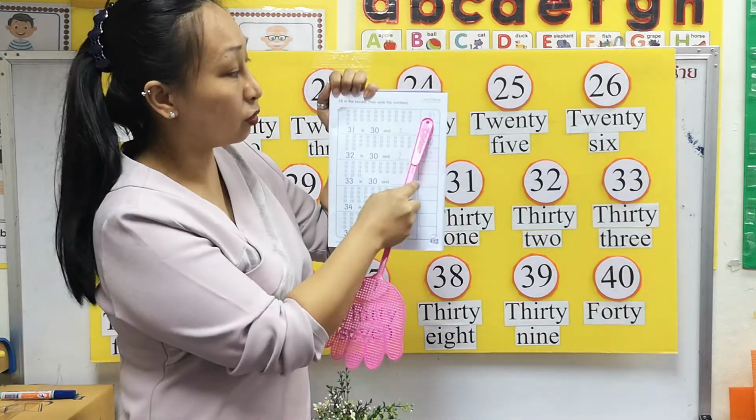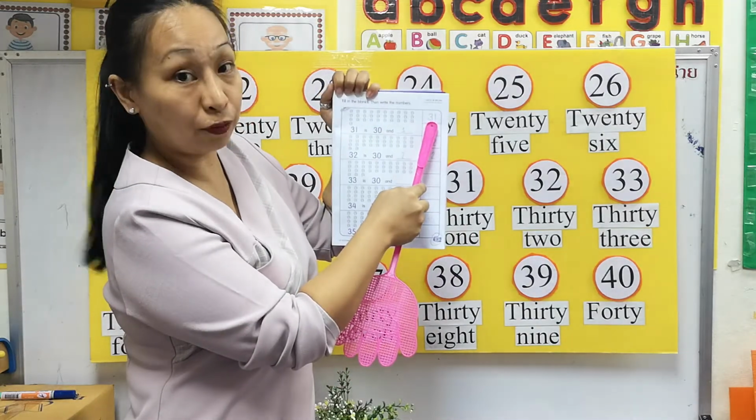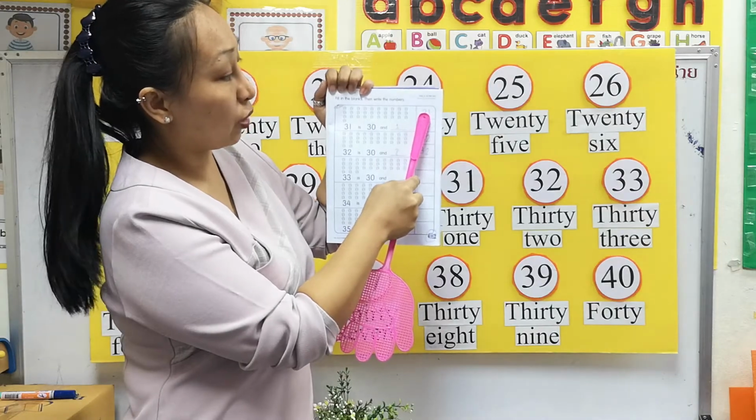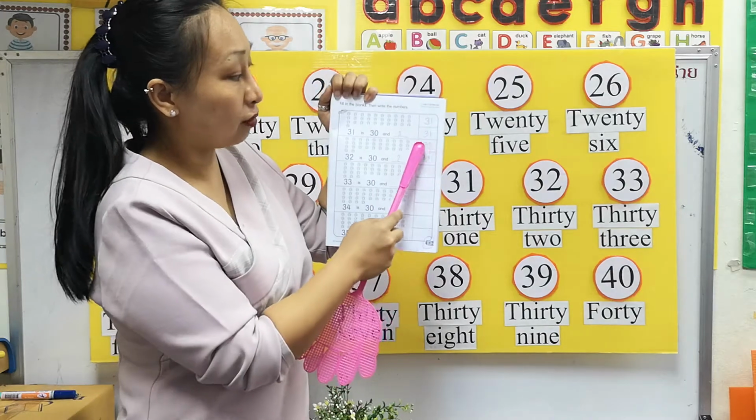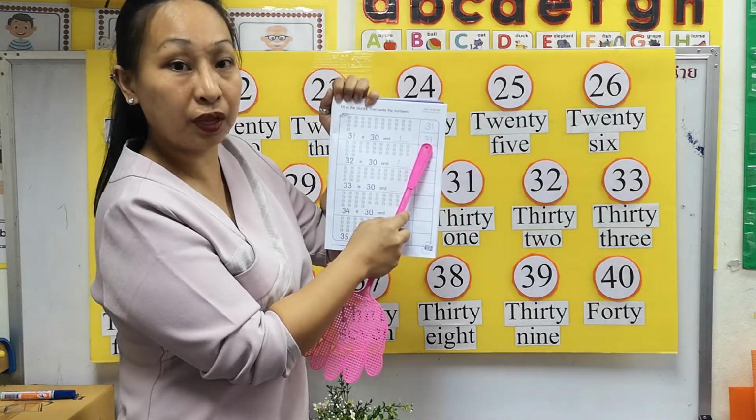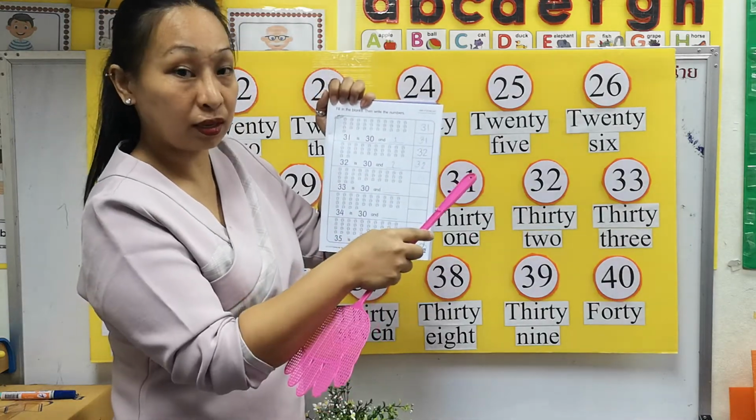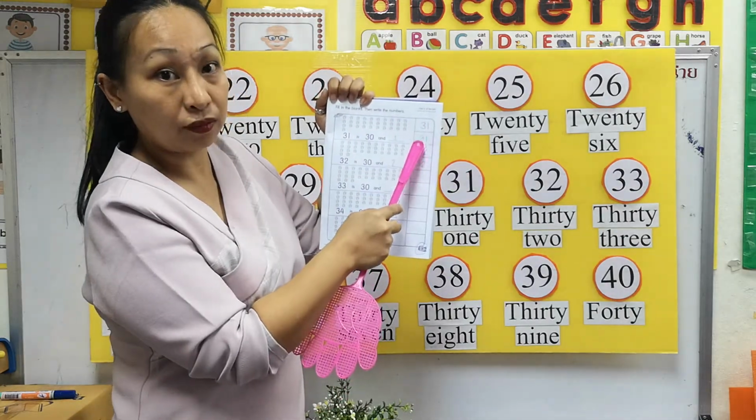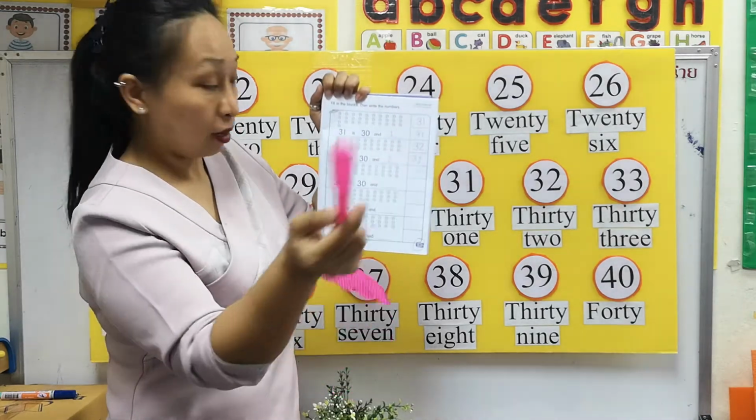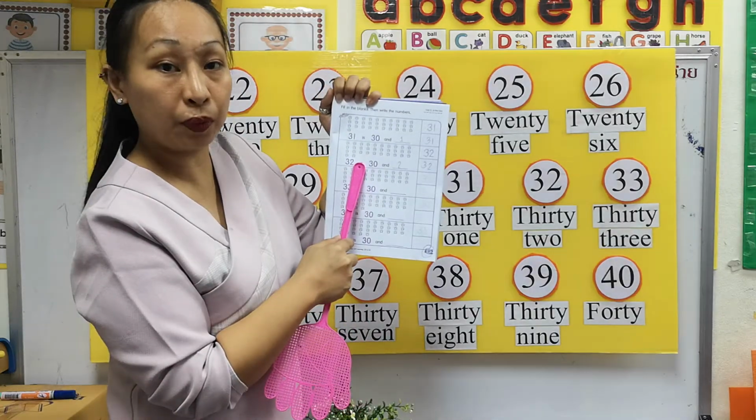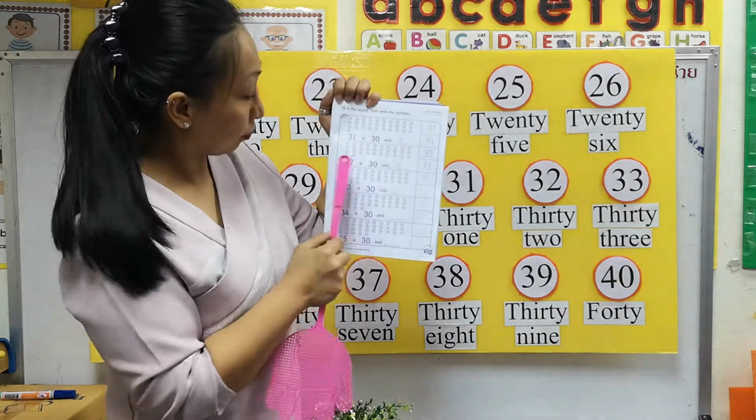And the next thing you will do, you will trace the numbers. So I did it for you. I traced number 31. All right? And then you will copy below the box. You will write it inside the box, but below the first box, like what I did. Okay, I will give you another example. The second box. Let's count.